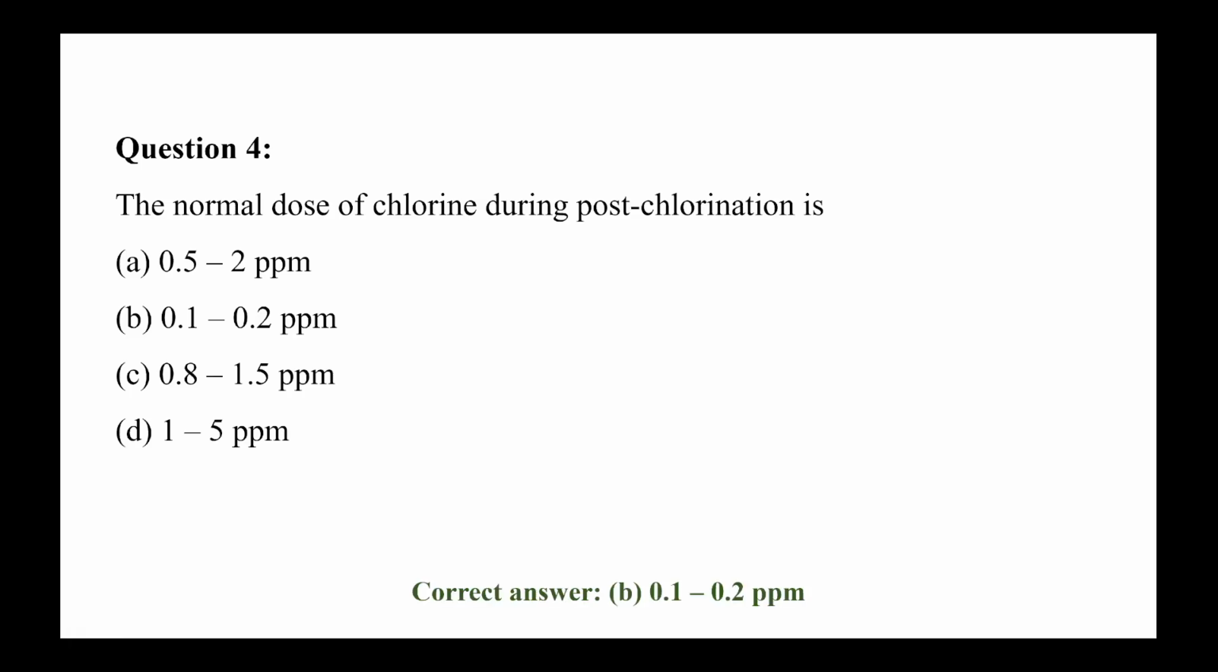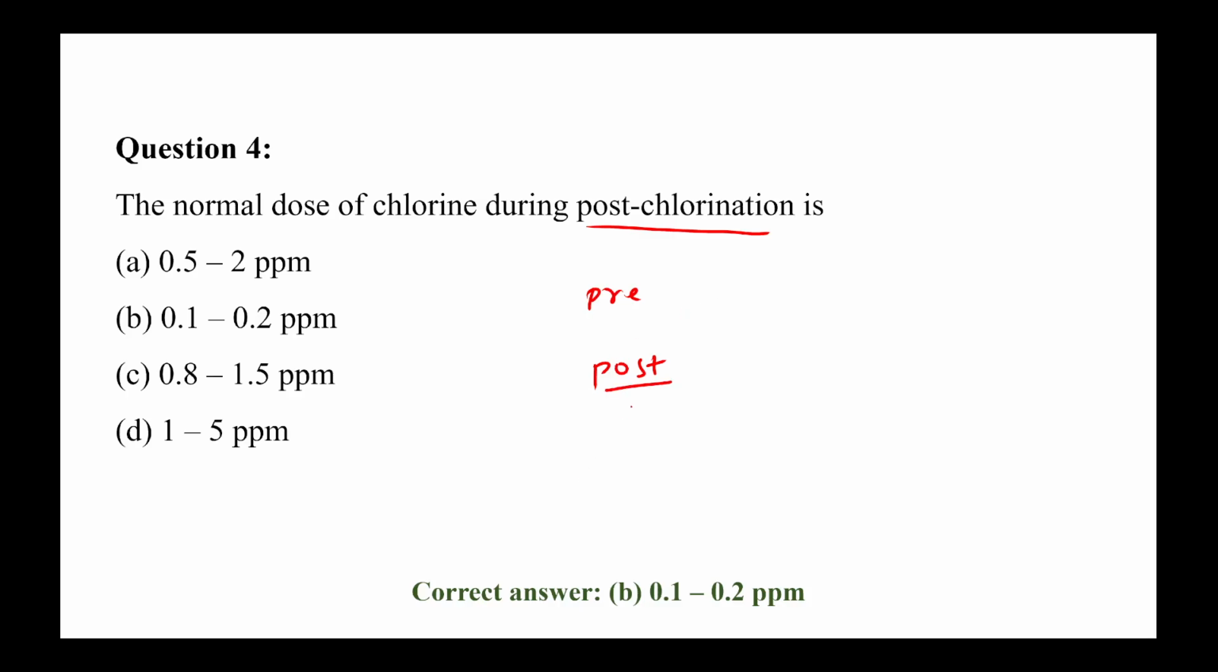The correct answer is option B, 0.1 to 0.2 ppm. So, what do we mean by post chlorination? There are two terms, pre chlorination and post chlorination. This basically means there are two processes in the water treatment. Pre and post refers to what process we are doing before chlorination, or what process we are doing after chlorination.